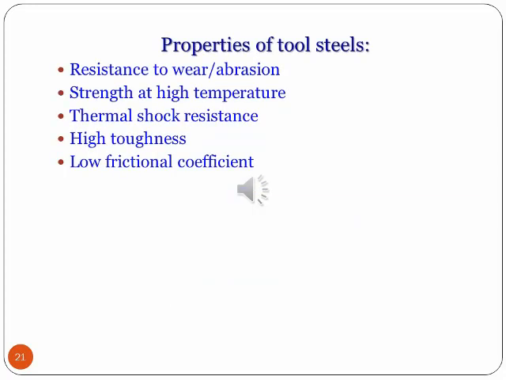So we shall see the properties of tool steel. They are resistant to wear, they have good resistance to abrasion, they have high strength at higher temperature, better thermal shock resistance, high toughness and low frictional coefficient. These are some of the properties of tool steel.